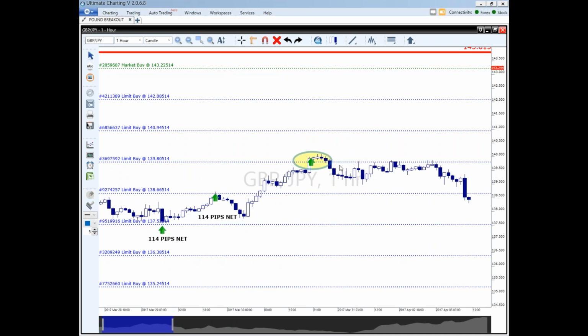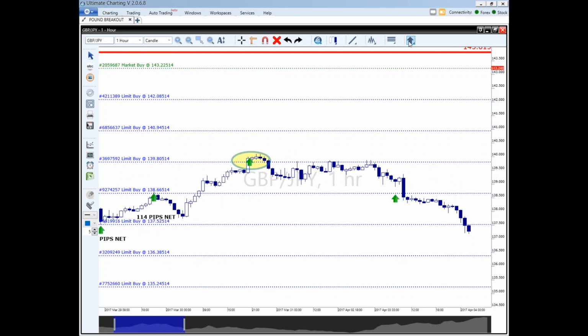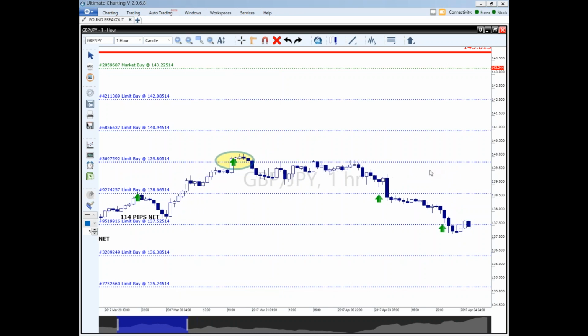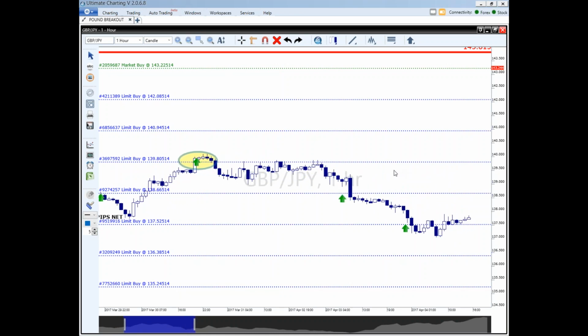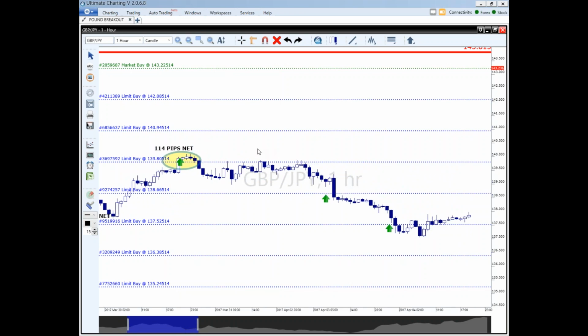Then this market comes sideways, goes down, and then takes us in at a retracement. Comes back down, takes us in at another retracement. So we're sizing in appropriately with equity management, okay? So let me show you how this works here. We're looking to make nothing more than 114 pips net. That's all we're looking to make here, 114 pips net.